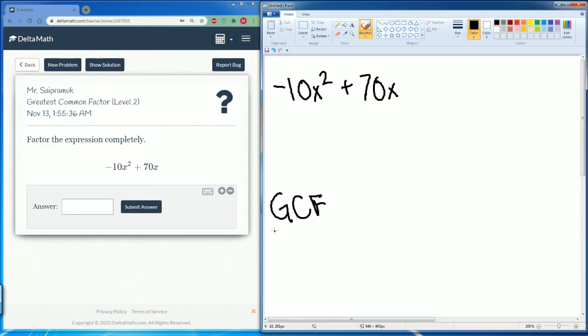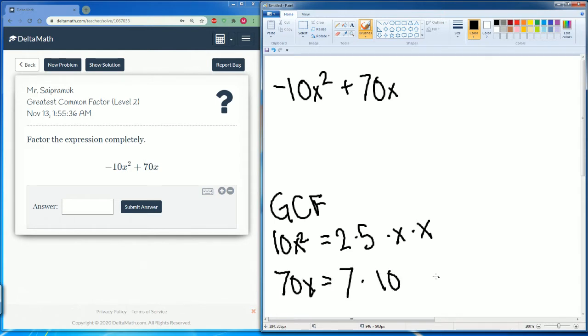So the 10x squared, ignore the negative for right now. The 10x squared can be broken down into 2 times 5 times x times x. The 70x can be broken down into 7 times 10 times x. But that 10 can be broken down into the number 2 times 5.